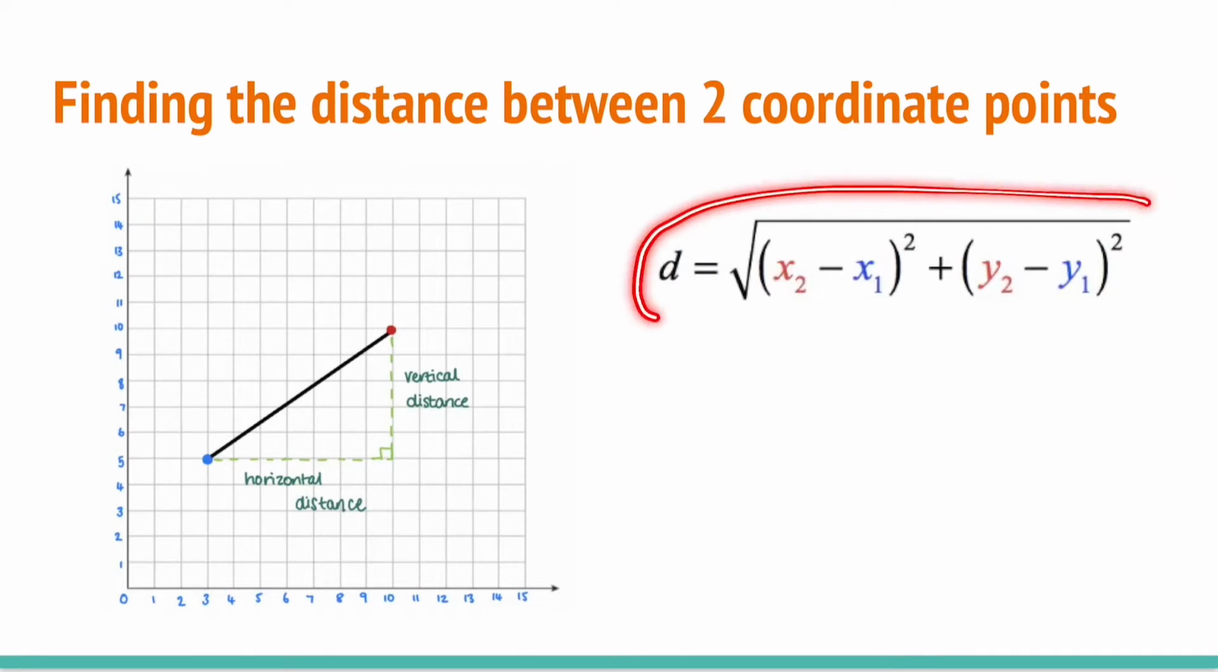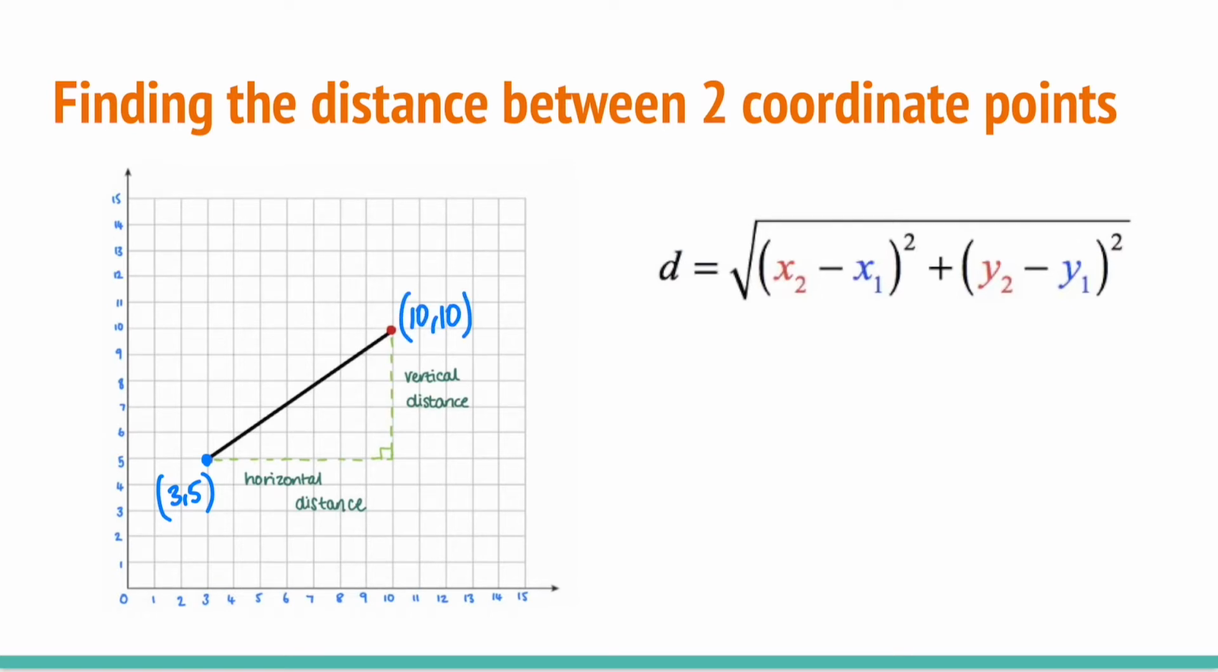So the equation for this is listed here, but instead of learning that whole equation, we can just think about Pythagoras to help us. So the first coordinate here is (3, 5), and the second coordinate is (10, 10). And we're going to use Pythagoras to help us find the length of the line. So the difference in x, I need to try and find how far I've gone across, is 10 minus 3, and that's 7. So if I redraw my triangle here, the distance across is 7.